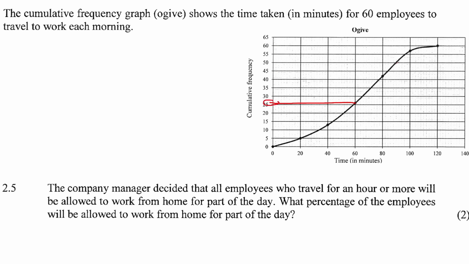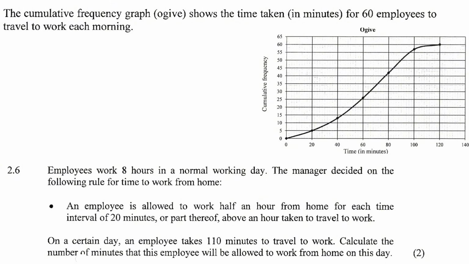So if this value here is 26, and this is 60, then you're going to say 60 minus 26, which is 34 people. So as a percentage, 34 people out of 60, if you then multiply that by 100, that would give you 56,67.